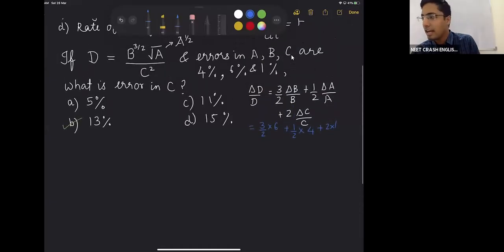Yes, I think I made many of you. Oh, sorry. The answer should be error in D because I have computed the error in D. Sorry for that small mistake. But I hope all of you understood what is to be done in this question.